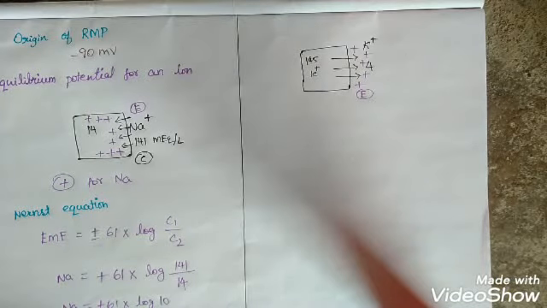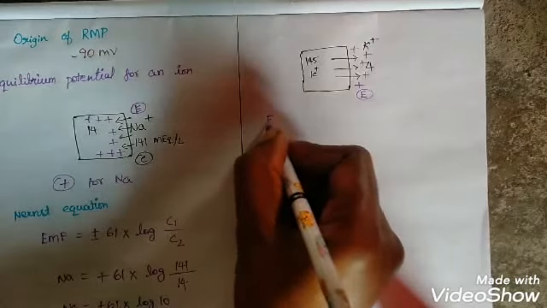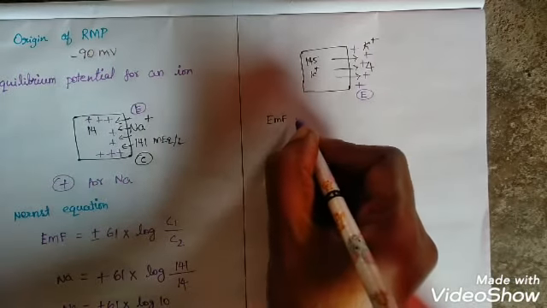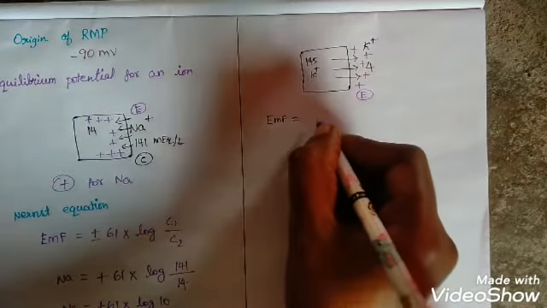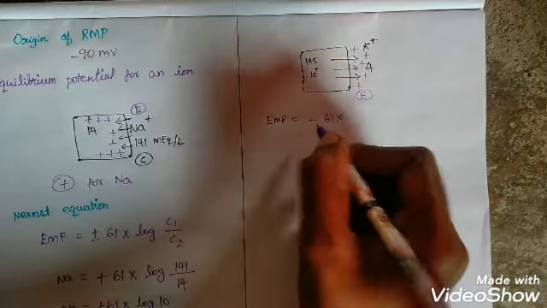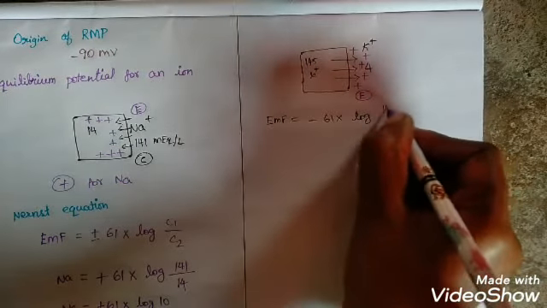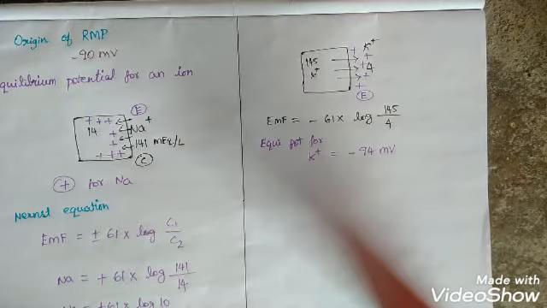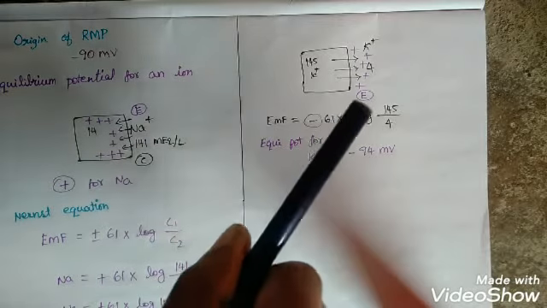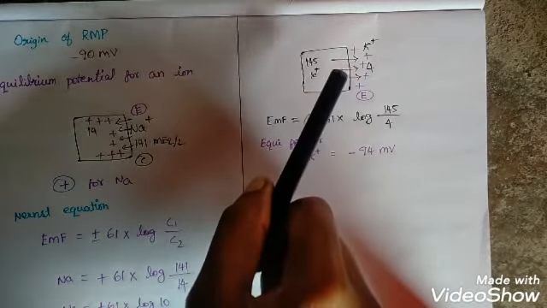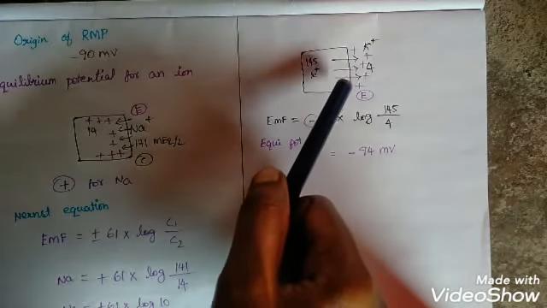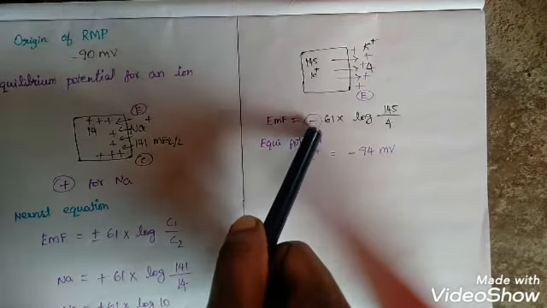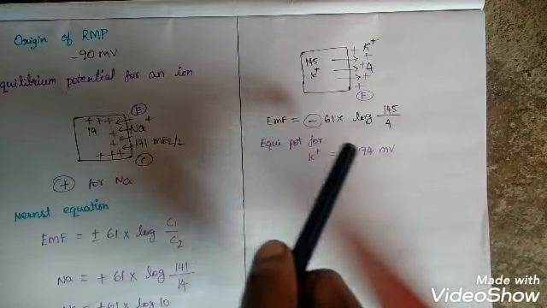So when we apply this Nernst equation for potassium, the equilibrium potential for potassium would be minus 61 into log of 145 divided by 4. The equilibrium potential for potassium would be minus 94 millivolts. Why here is the charge minus? Because potassium is a cation, and when it moves from inside to outside, it carries the positive charges outside and leaves behind the negative charges inside. So the charge will be negative, and its equilibrium potential is minus 94 millivolts.